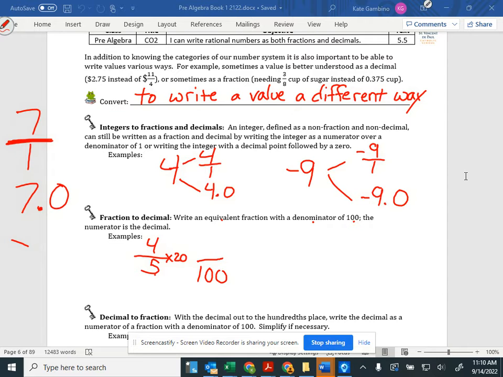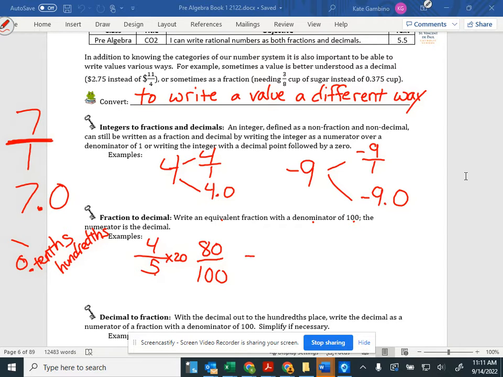So what is 4 times 20? 80. Okay, so I still have a fraction. Is it going to be easy to change 80 hundredths to a decimal? Yes. Because in my decimal places, I have my 0, and then I have my tenths, and hundredths is that second decimal place, right? So if it's 80 hundredths, what would that decimal look like, Chance?